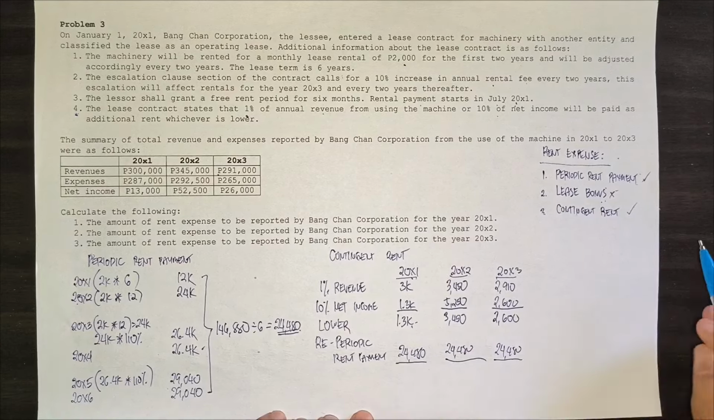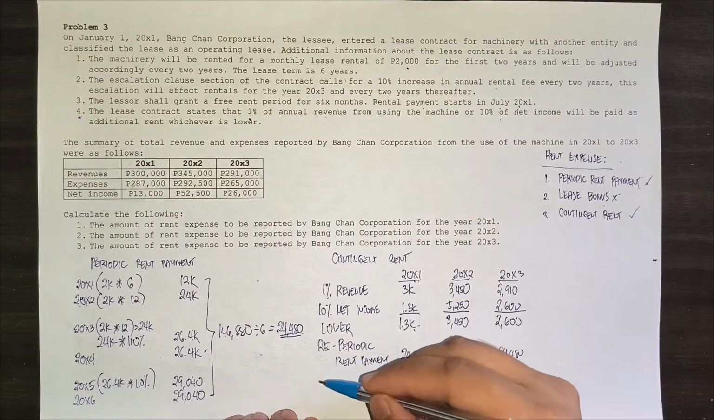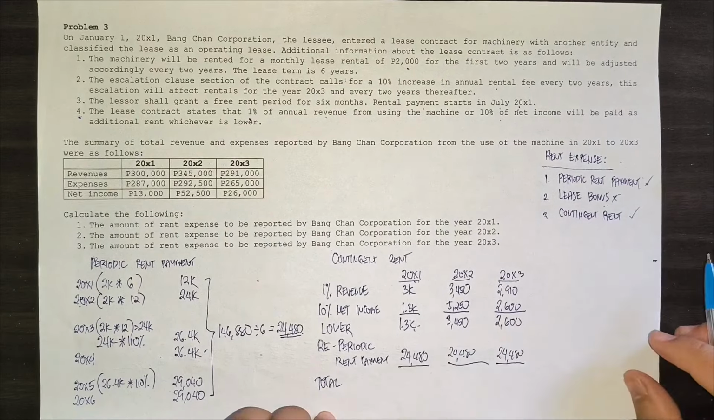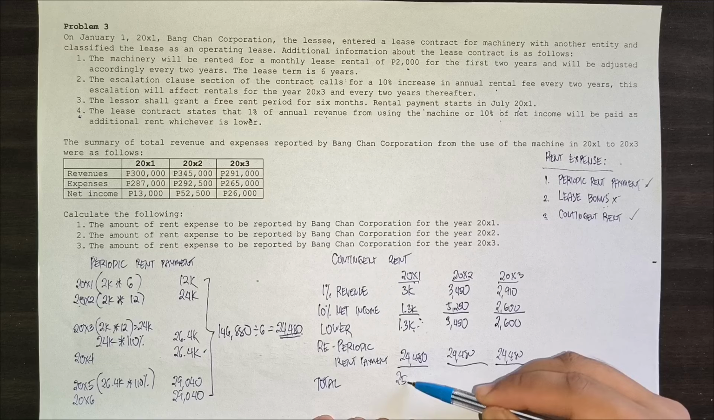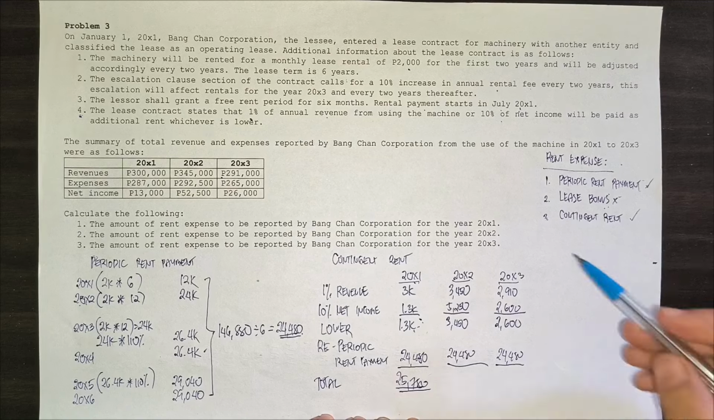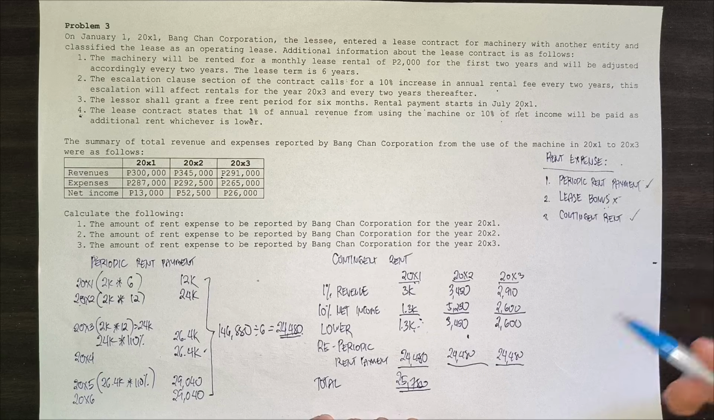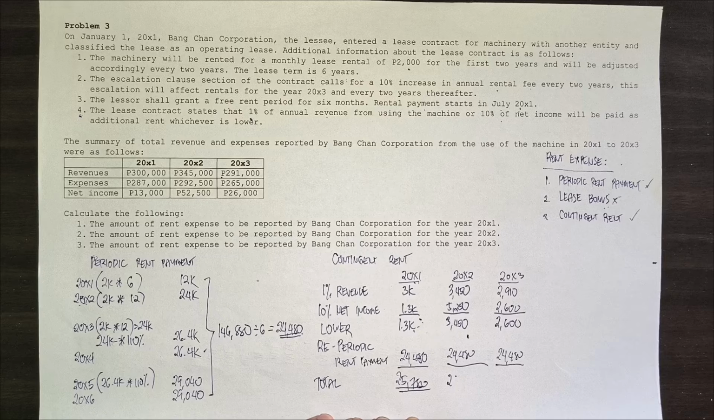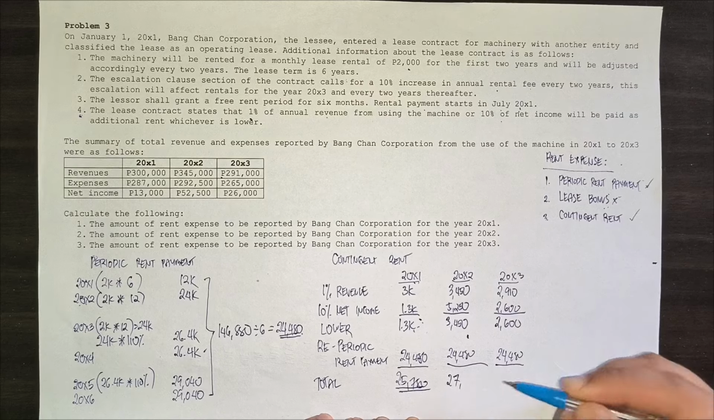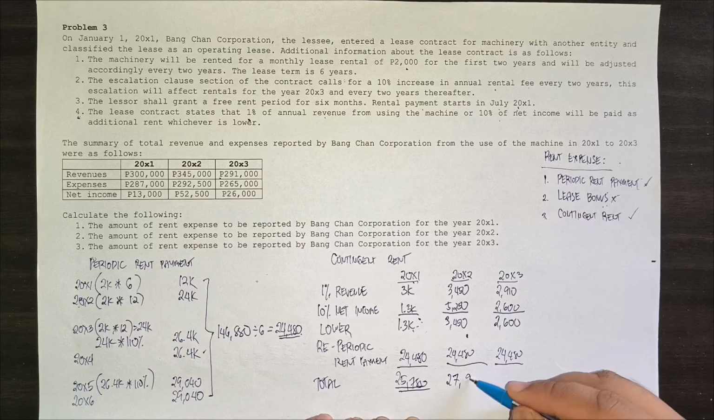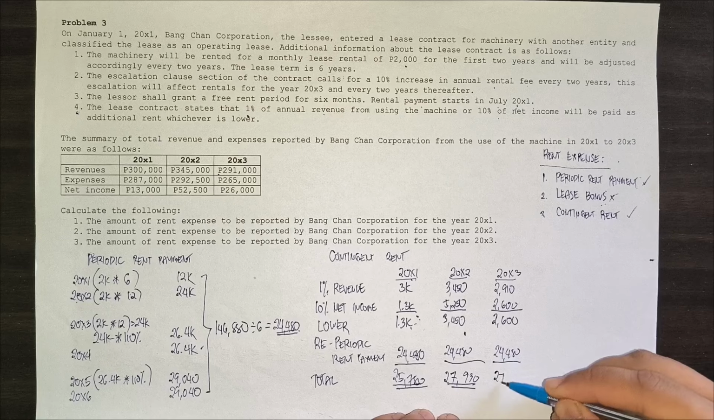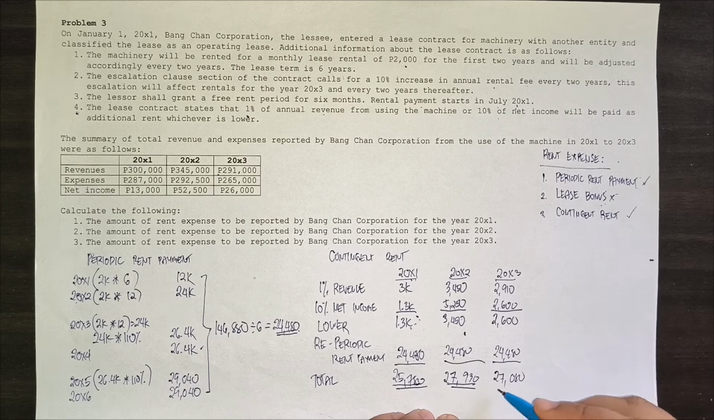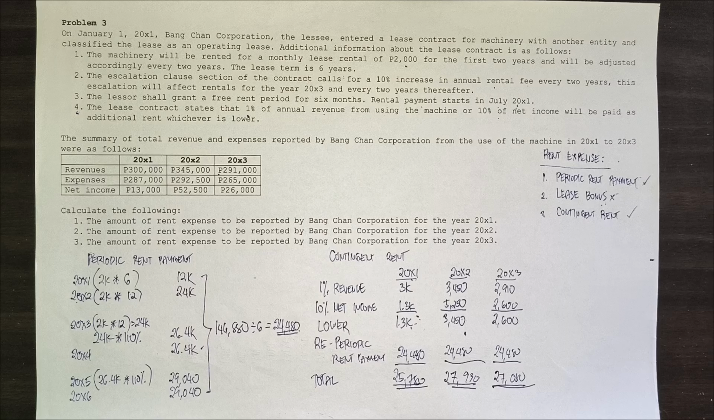So, ito na yung answers natin, class, for questions 1, 2, and 3. So, the total rent expense to be reported for year 20X1 is, yung aggregate lang ng dalawang ito, 25,780. 20x2, yung question number 2, 3,450 plus 24,480, 27,930. And for 20x3 class, 27,080.